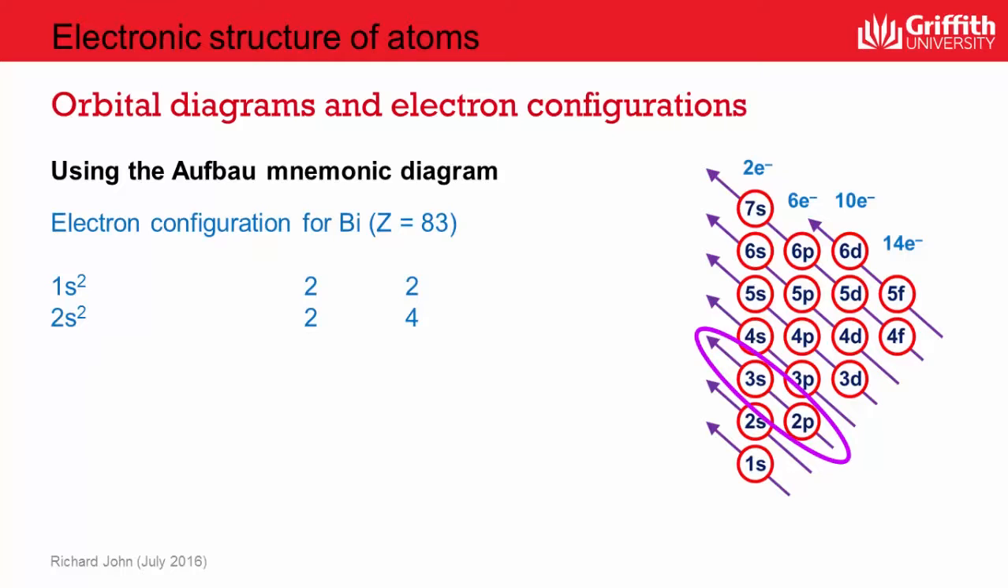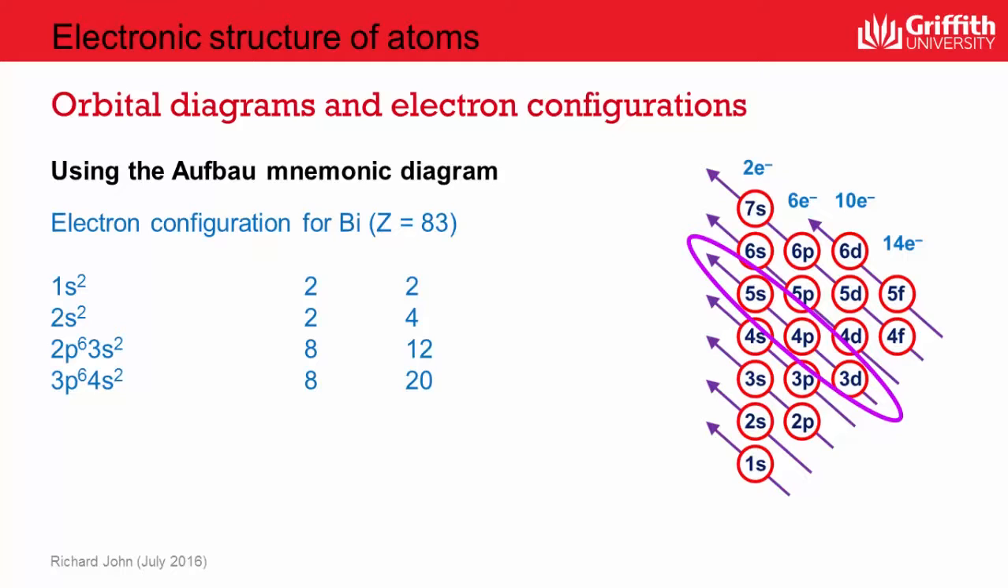Now the 2p can accommodate 6 electrons, 2p6, and the 3s can accommodate 2 electrons, so that's 3s2. So there we go, 2p6, 3s2, a total of 8 electrons, and a cumulative total of 12 electrons used up so far. We then go to the 3p and the 4s. So that's 3p6 and 4s2, again a total of 8 electrons and a cumulative total of 20 electrons out of the 83 used up so far.